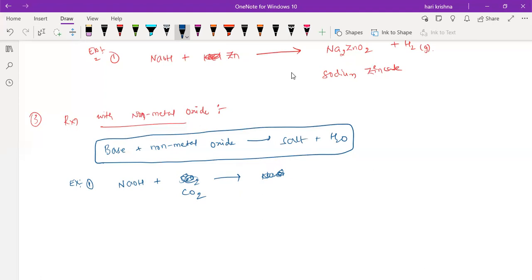Okay. The base is NaOH, the non-metal oxide is CO2. Carbon dioxide is a non-metal oxide. What will you get? Salt is Na2CO3 plus H2O. Now balance this first. Not balanced. So 2NaOH plus CO2 gives Na2CO3 and H2O. Whenever a base reacts with non-metal oxides, it forms salt and water.